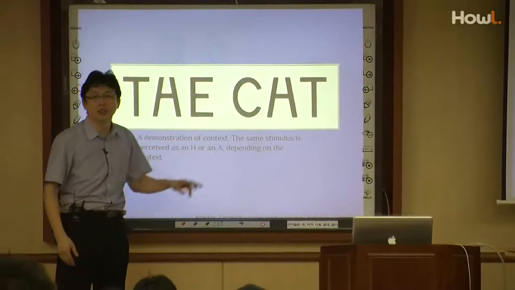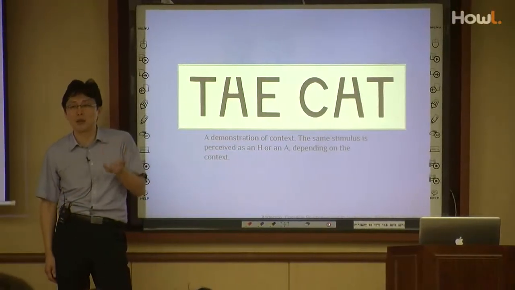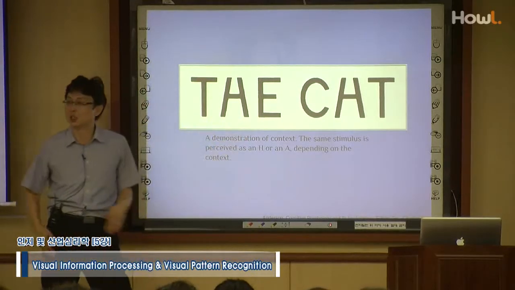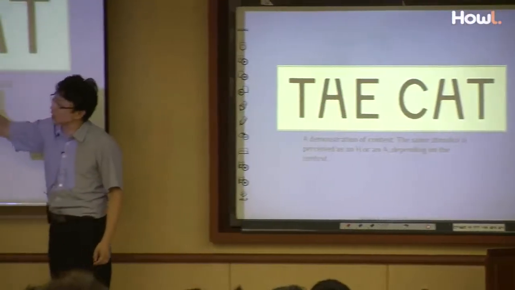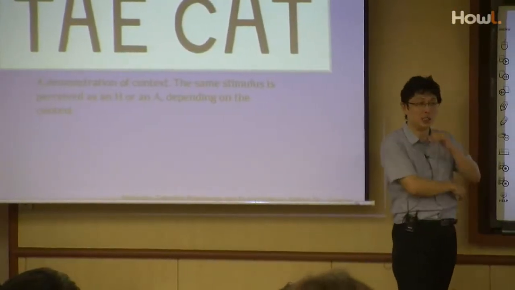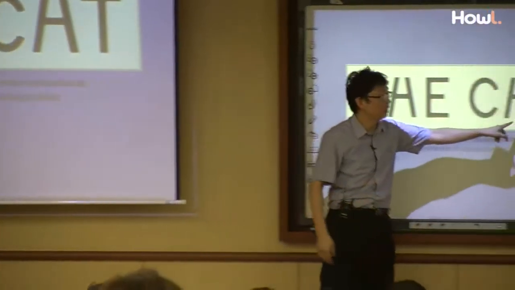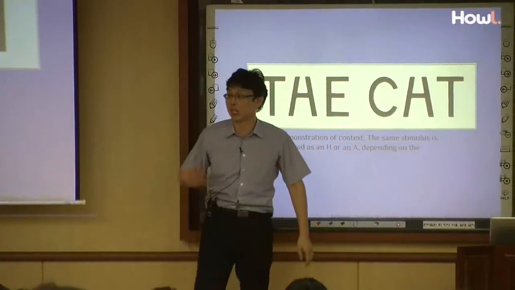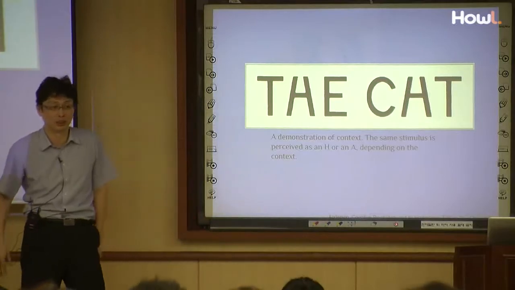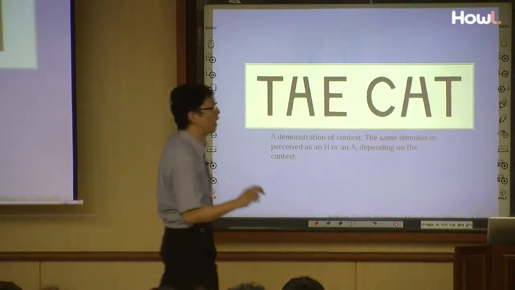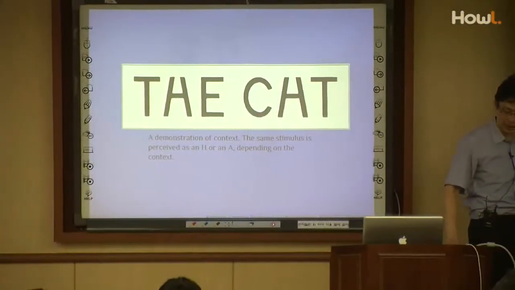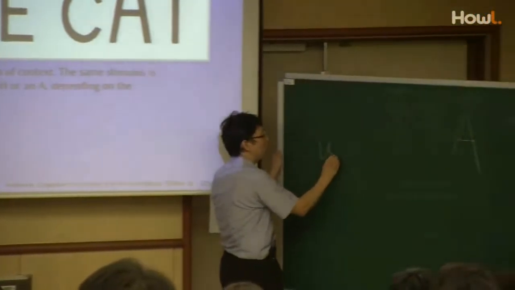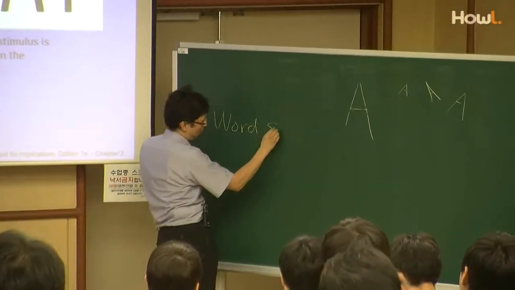Say this one, TAE: I have never seen TAE. The most frequent word is THE. That's why we see these similar letters as H in THE. But here, CHT you probably rarely see, so that's why we see this one as CAT, because that is the dominant context word. In that case, we have two competing theories in word context. One is the word superiority test, word superiority.